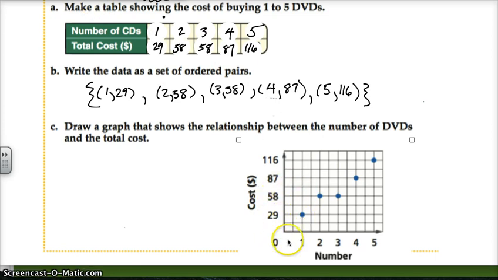So notice that sometimes you might number the axes differently. And then we got dots. We can't really connect the dots because we don't know what it costs to buy 1.5 CDs. That's not a real thing. So this graph is what we need to have.